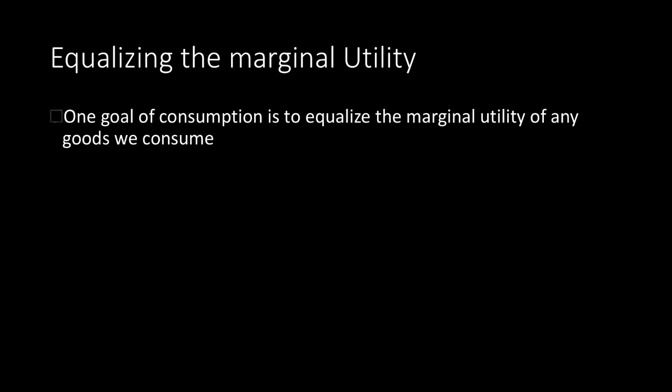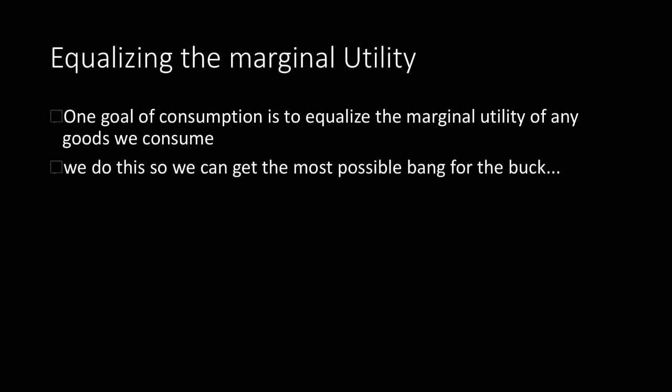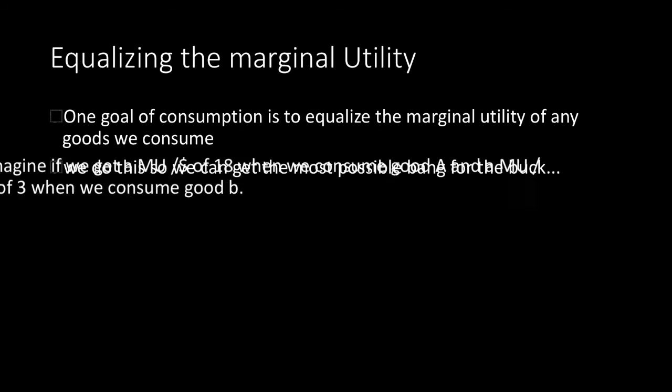Now, the final thing we're going to look at, and we're going to practice this in class, this is a somewhat more challenging concept, is the idea that when consumers are consuming more than one good, one goal of consumption is to try to equalize the marginal utility per dollar. We want to get about the same marginal utility per dollar out of the goods we consume. This is like the idea of the most bang for their buck. They want to get as much as they can for the dollars that they spend.